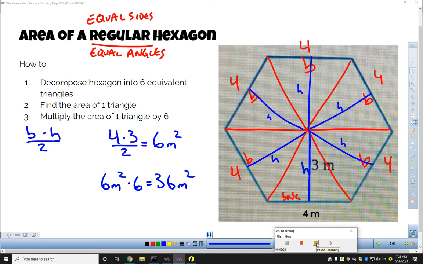Okay. Here is the area of one triangle. The base is 4, the height is 3. Base times height divided by 2 got me 6 meters squared. Area is always in square units. I took 6 meters squared and multiplied it by all 6 of the triangles. Total area in this hexagon of 36 meters squared.